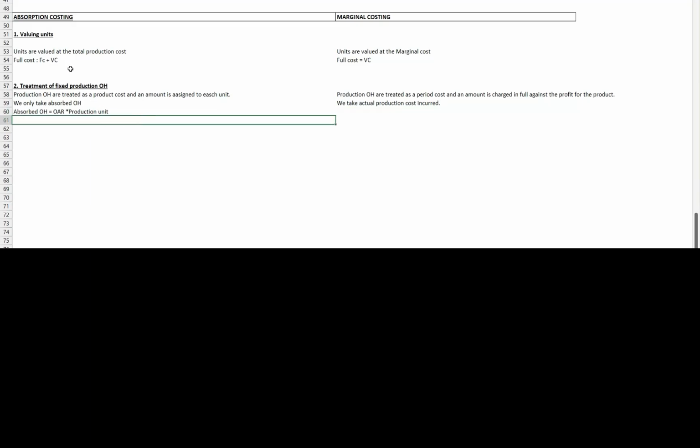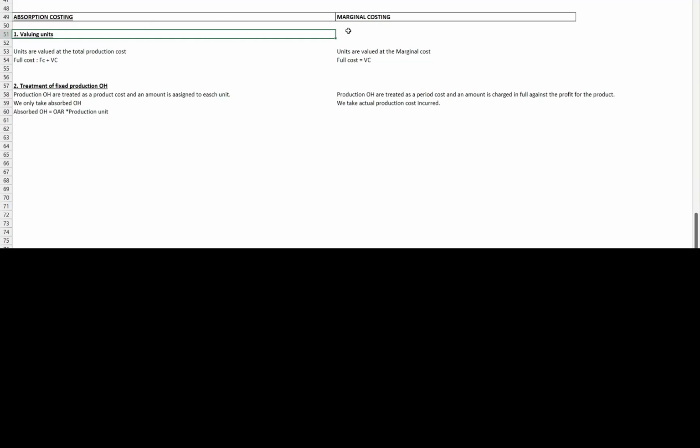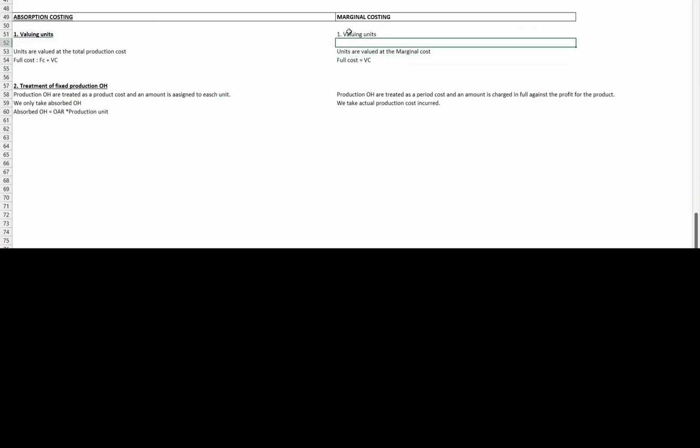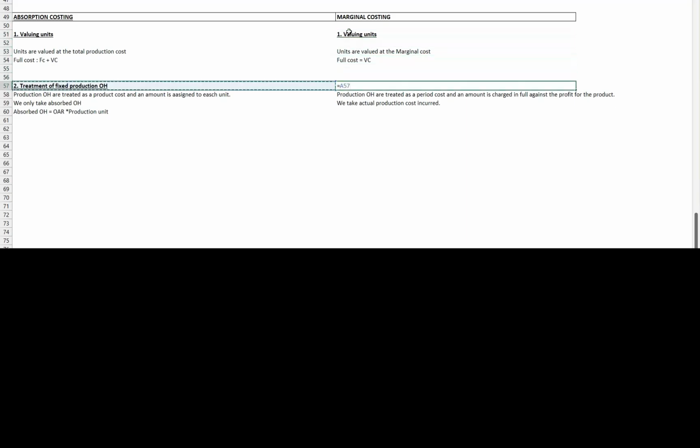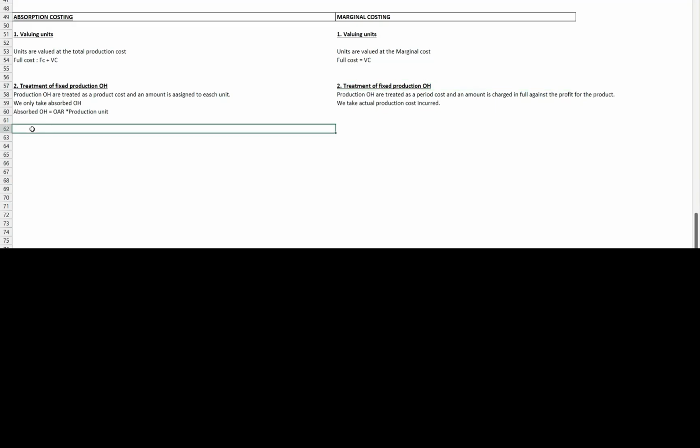Okay. And again, let me copy paste this as well. It will look good. Okay. So now, what will be the third difference? Under or over absorption.